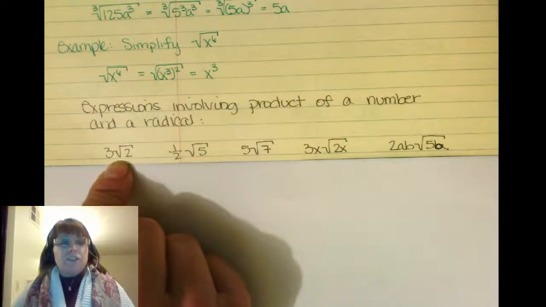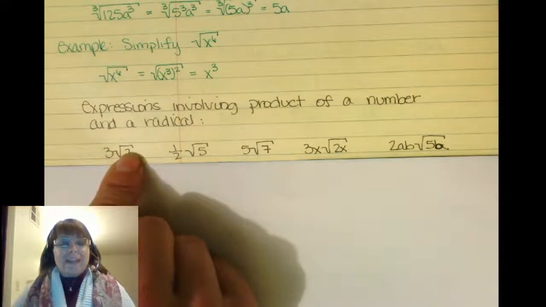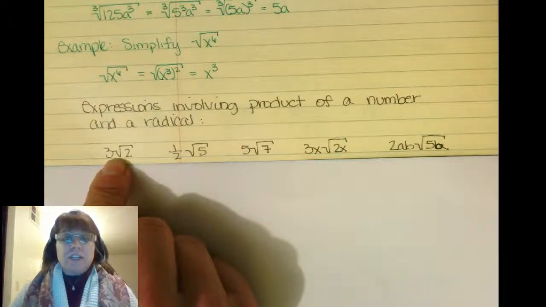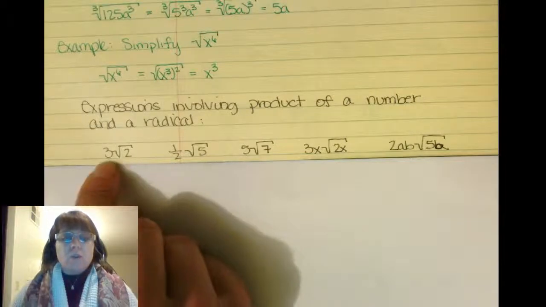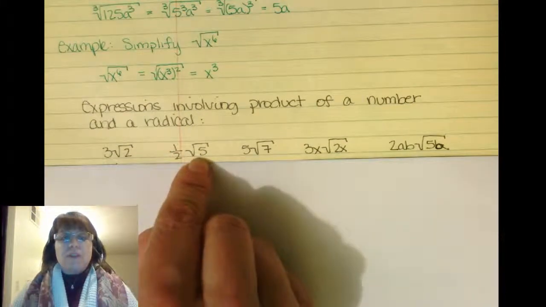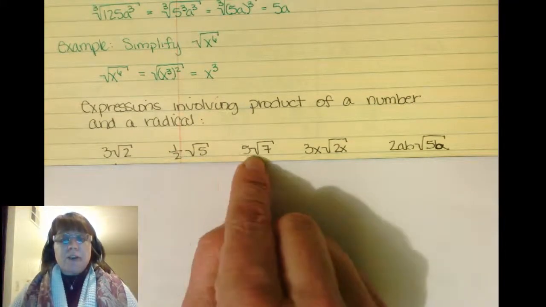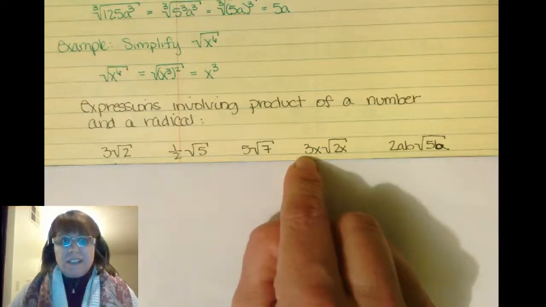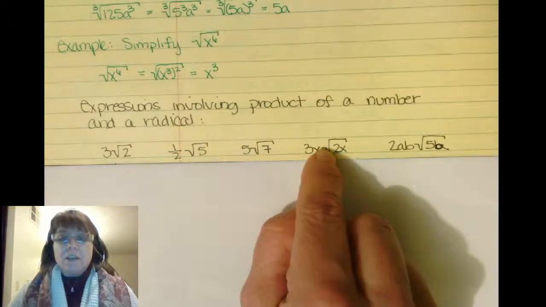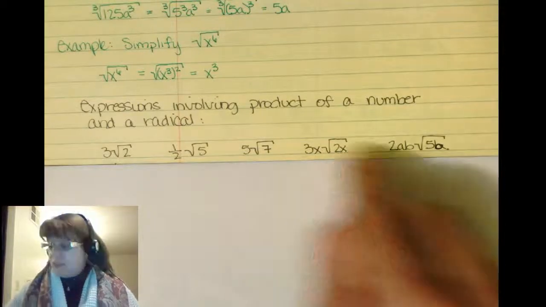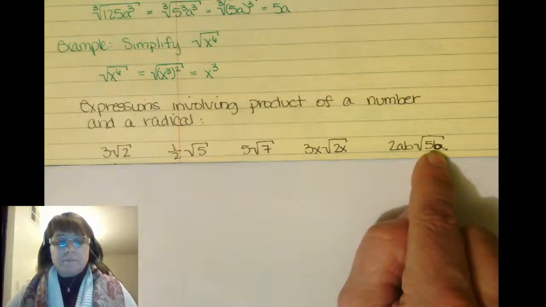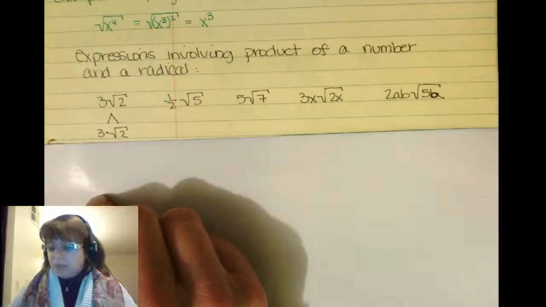Now I do need to explain to you, between the 3 and the radical 2, there is an implied mathematical operation. It is multiplication. It's the product of those two values. So it's 3 times the square root of 2, 1/2 times the square root of 5, 5 times the square root of 7, 3x, where there's an implied product, so it's really 3 times x times the square root of 2x. And then of course 2 times a times b times the square root of 5b. Here's what we can do with that knowledge.